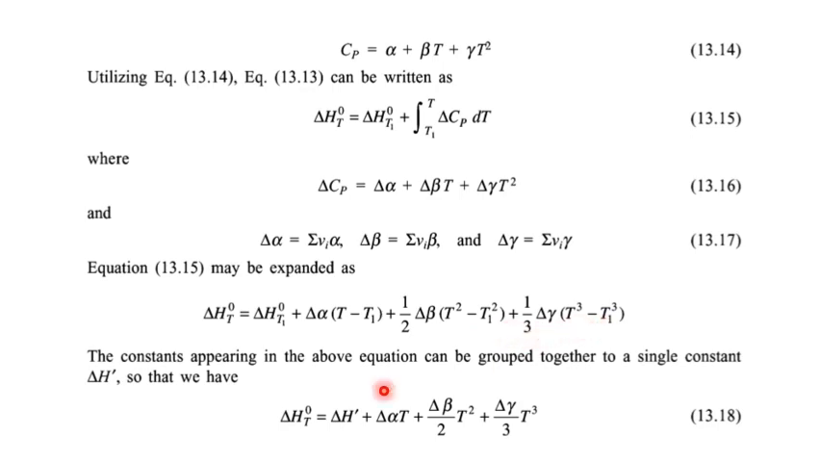The constants appearing in the above equation can be grouped into a single constant, delta H dash. The constants in this equation are delta H0 of T1, delta alpha into T1, half into delta beta into T1 square, and 1 by 3 into delta gamma into T1 cube. So these can be summed into a single constant, that is delta H dash. So the final term for delta H0 of T would be equal to delta H dash plus delta alpha T plus delta beta by 2 T square plus delta gamma by 3 T cube, which would be an expression for delta H at any temperature.